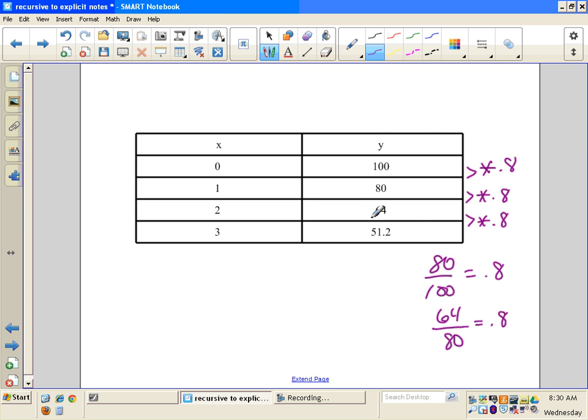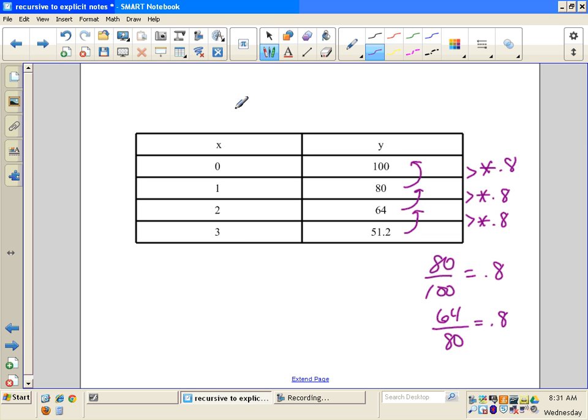So if you start to see a pattern and you're not sure what it is that you're multiplying by, then you can always take the second number divided by the first, the third number divided by the second. So divide this way, divide this way. You could take the fourth number and divide it by the third. And if you're getting the same consistent multiplier or factor, in this case it's a decay factor because it's getting smaller, that's what your factor is going to be.